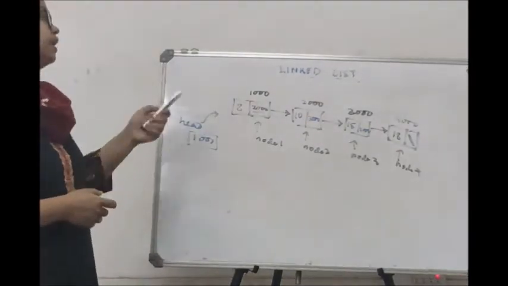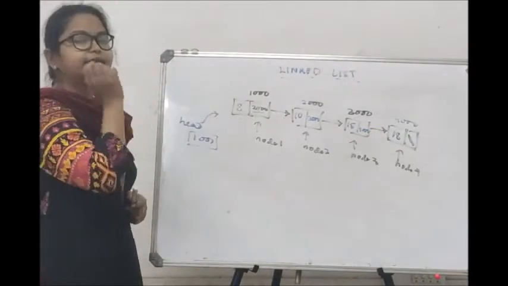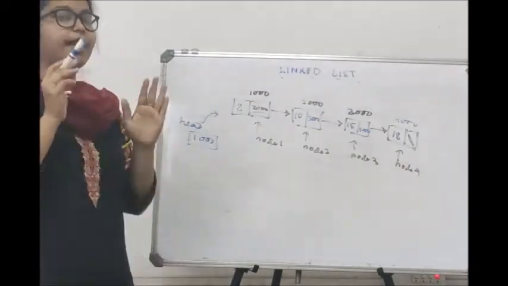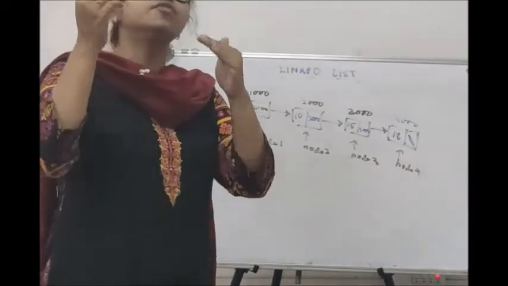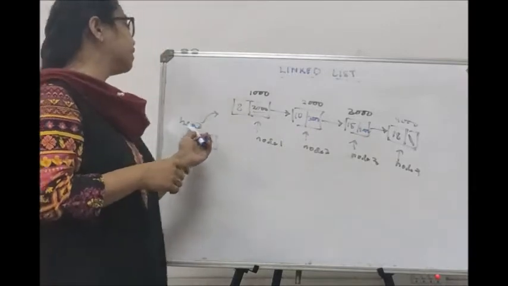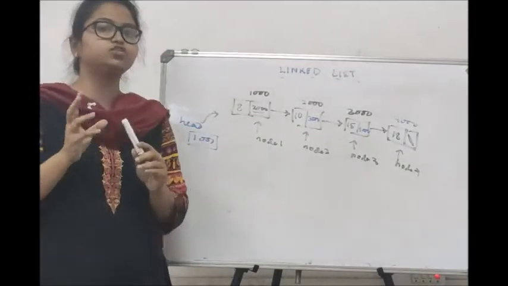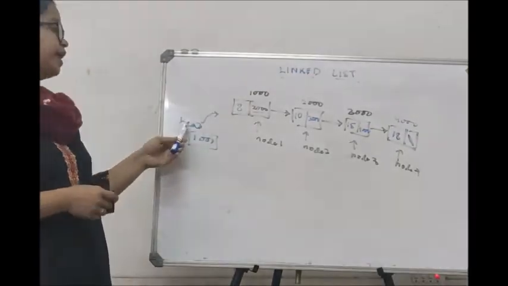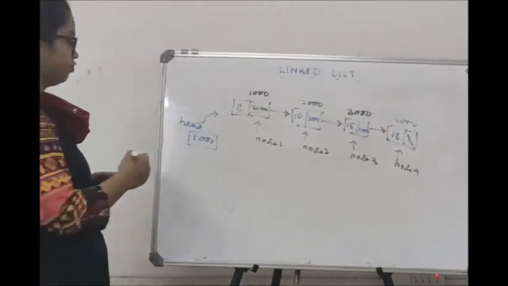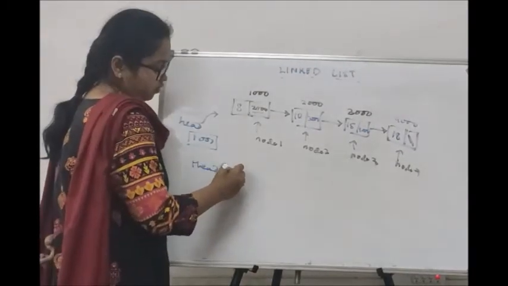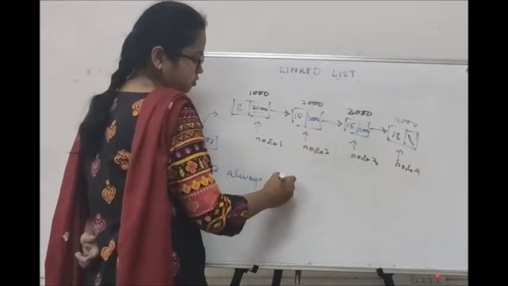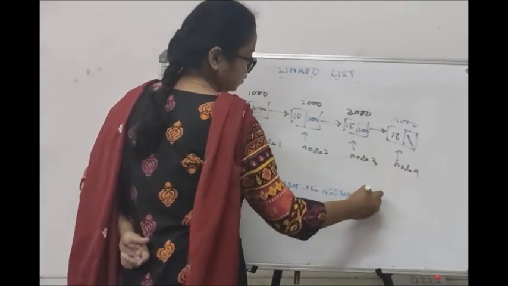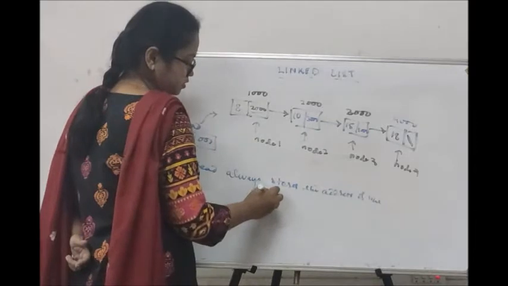Okay. So now a linked list can be accessed through head. Head is a pointer which points to the first node of the linked list. As you know, a pointer stores the address to which it points. So the address of the first node is 1000. That's why head always stores the address of the first node.